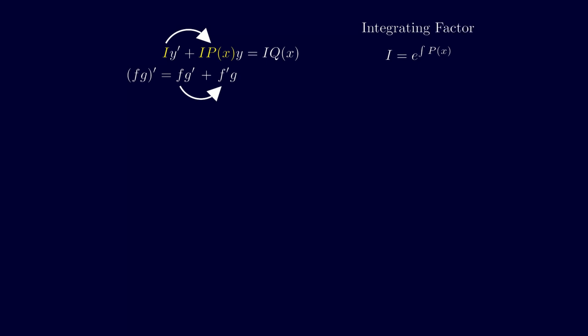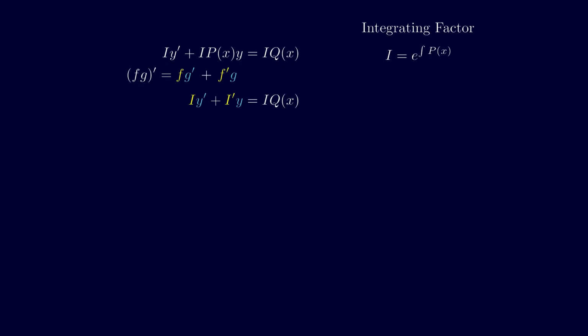You integrate p of x, slap that onto the exponent of an e, and you multiply the resulting function to the entire equation. This automatically, no matter what, results in the product rule being present on the left side. Now, how is that actually useful, though? Are we just rewriting this for fun, making derivatives appear? This actually does do something for us, promise.